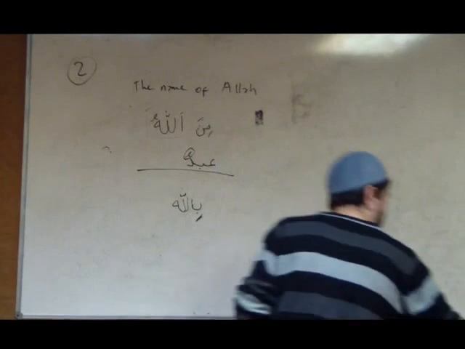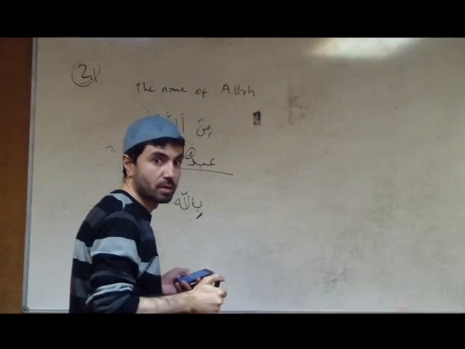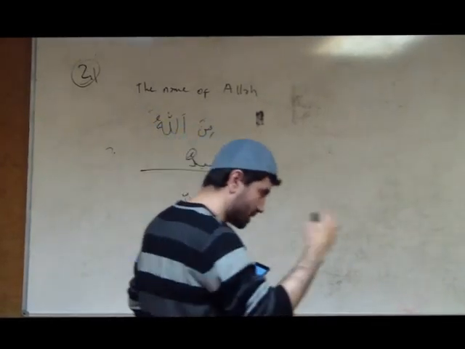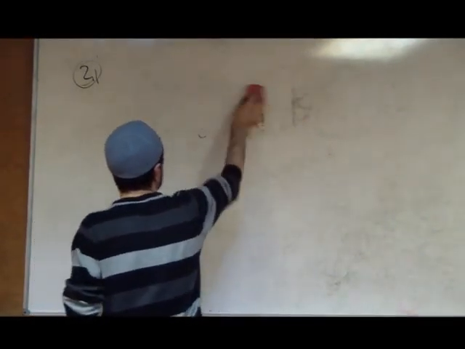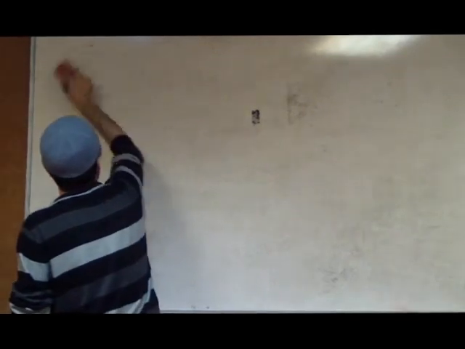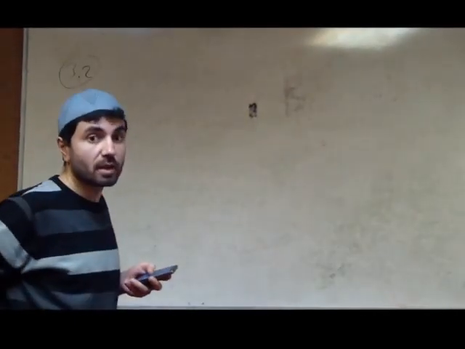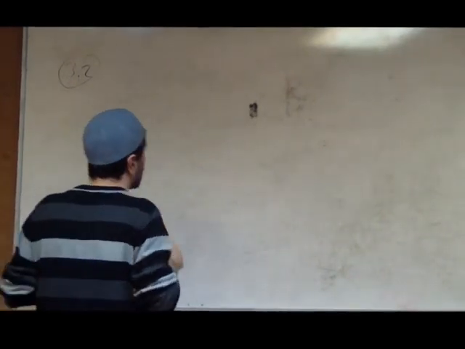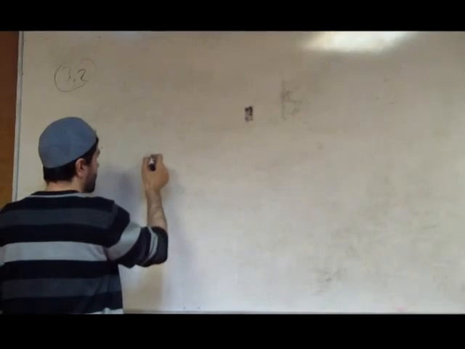This I call 3.1. This is the third section, miscellany. So name of Allah, this is lafz of Allah, was 3.1. Now, let's talk about 3.2. This is called hukmul ra, the letter ra. But before we get to letter ra, I would like to remind you of hair. You remember, we were talking about that hair at the end?